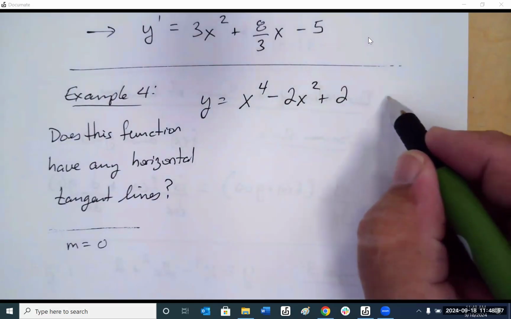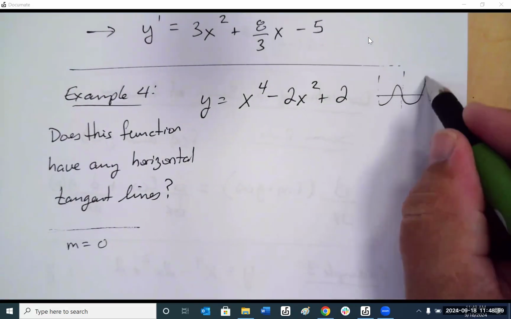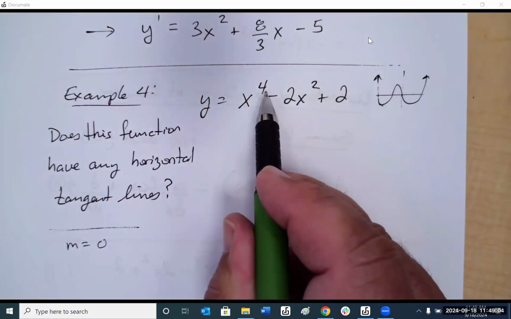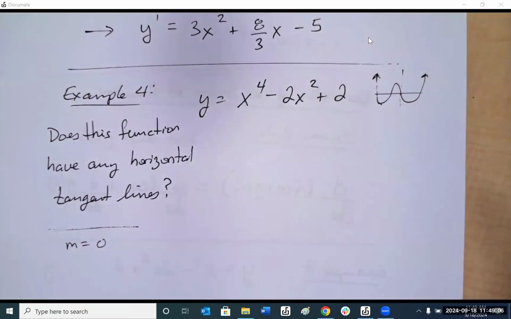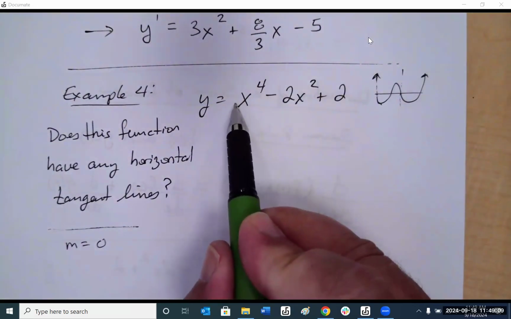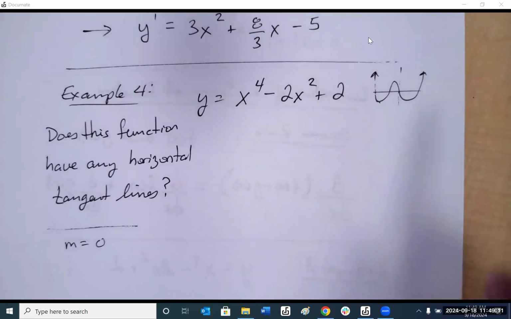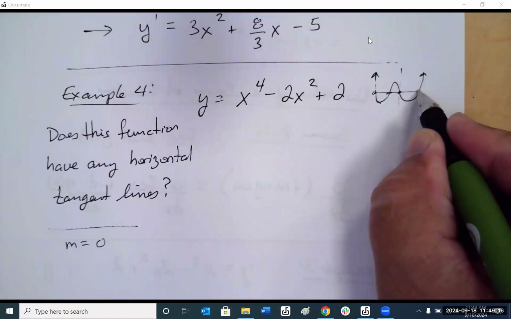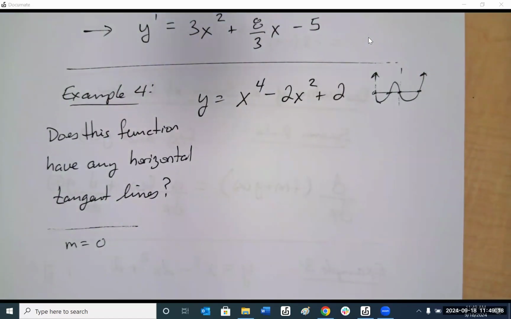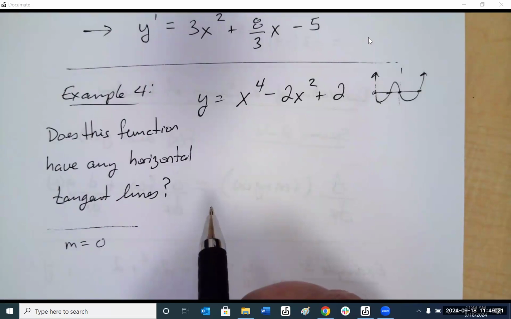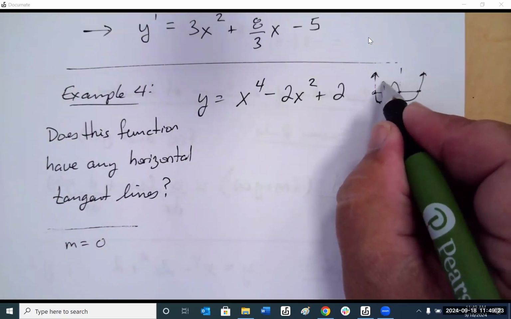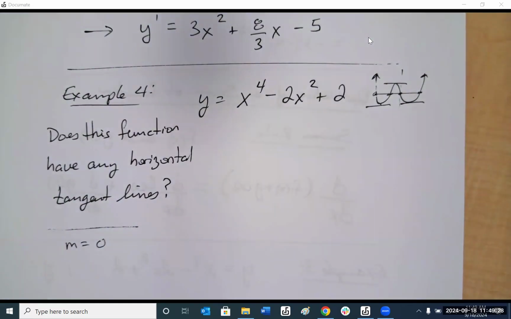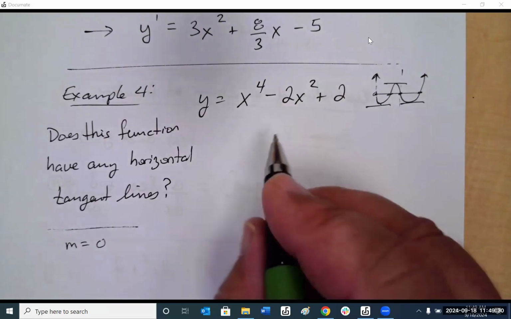4 solutions, which means it can cross the x-axis 4 times. And since the degree is even, both ends point the same direction. Since the coefficient's positive, they both point up. So we can have 4 solutions because it's a fourth order equation, which means how many horizontal tangents can we have? We have to find those now. How do we find them?